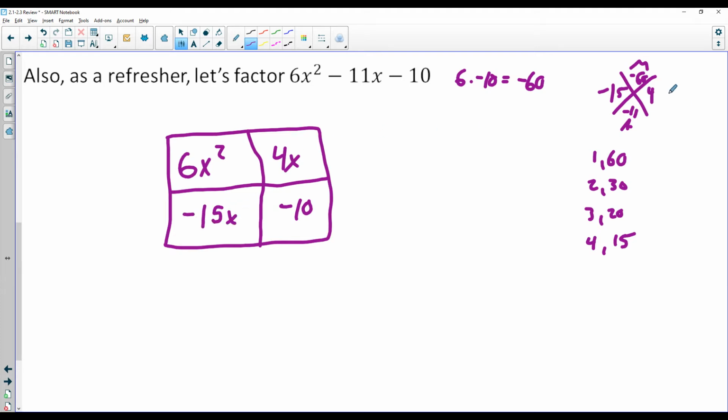And again, that's where this 4 and negative 15 are coming from. I just slapped an x on them because together these make negative 11x, right? Negative 15x plus 4x is negative 11x.